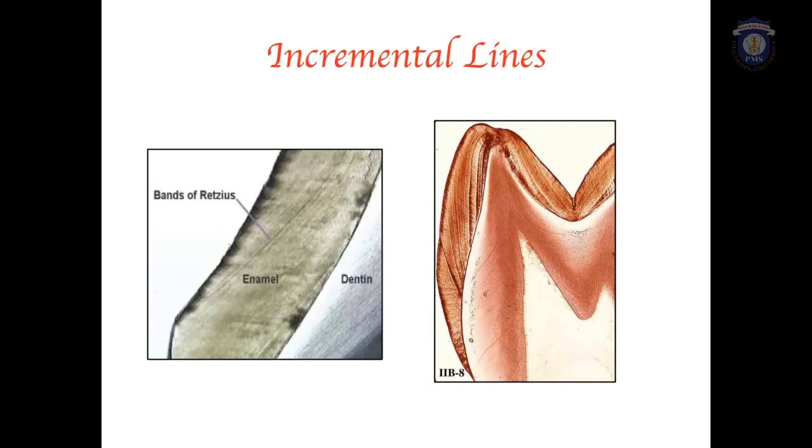Whenever an ameloblast secretes a set or an increment of enamel proteins, it takes a point of rest. It will rest for some time, then it will retract down and again secrete another increment. So this time of rest is denoted as incremental lines. Okay. So in enamel specifically, the incremental lines are called the striae of Retzius or incremental lines of Retzius.